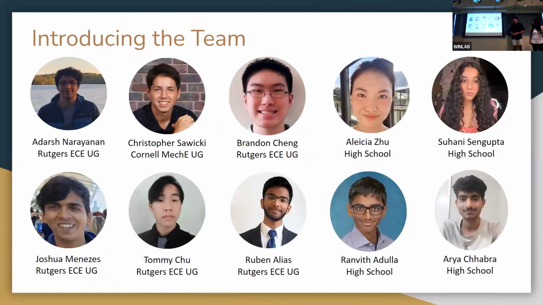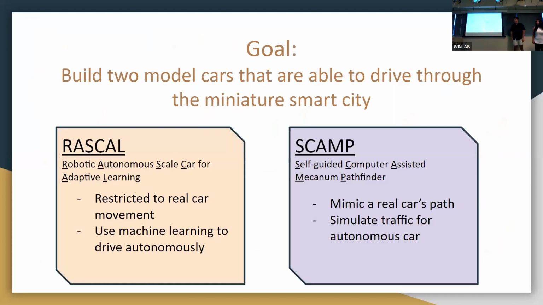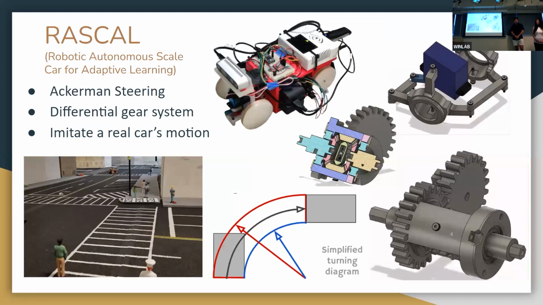We're the Self-Driving Vehicle project. Our team consists of undergraduates, mostly ECE, and also some high schoolers as well. We'd like to introduce two cars. Even though we have one project, we have two cars. Our first car, Rascal, uses, well, we'll explain it later.